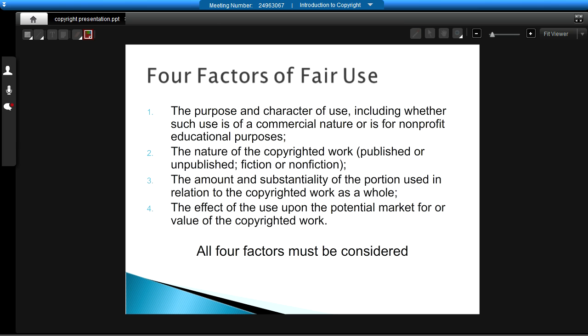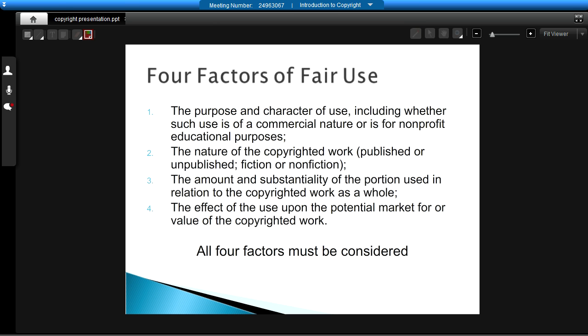So the third item is the amount and substantiality of the portion used in relation to the copyrighted work as a whole. So it's not just the amount, but how important that segment of the work is to the value of the entire work. It can be a very small portion, but so critical to the value of the whole that reproducing it really does damage the value of the content to the copyright holder. It's called the heart of the work.